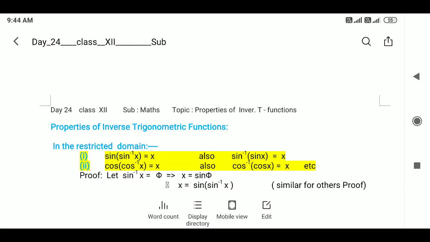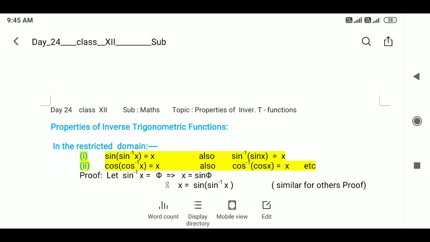Good morning, students. So far, we have studied inverse trigonometric functions. Now, there are some properties of inverse trigonometric functions. These are also the formulae to solve the questions of the exercises. Now, all properties are in their restricted domain of trigonometric functions.